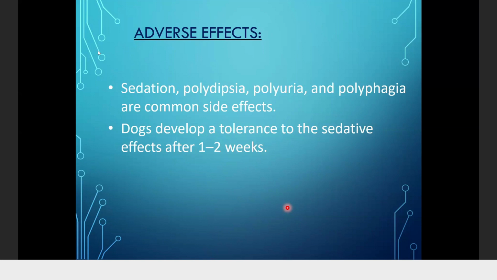So the other effects would be polydipsia, polyuria, polyphagia. So what is polydipsia? Anyone? Excessive thirst. So like drinking a lot of water. Polyuria, excessive urination. Polyphagia, anyone? Is it extreme hunger? Yes, excessive, always wanting to eat. So that's polyphagia.